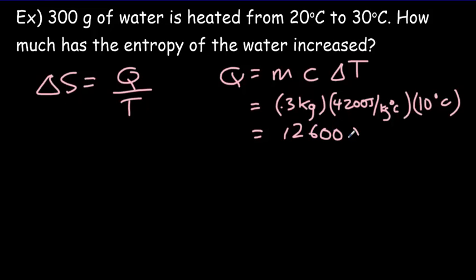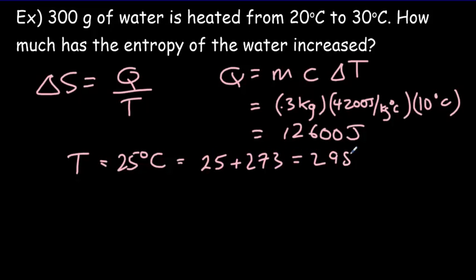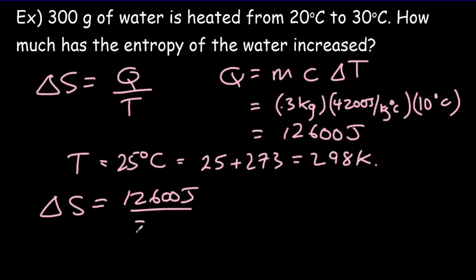12,600 joules. Our temperature, well, our temperature is actually changing, so we'd like to use a typical value or an average value for the temperature, and that would be 25 degrees Celsius, halfway between 20 and 30. But don't forget, you've got to convert that to Kelvin to use this formula. So 25 plus 273 will give 298 Kelvin. And that means our change in entropy is going to be 12,600 joules divided by 298 Kelvin, which will give you an answer of 42.3 joules per Kelvin.